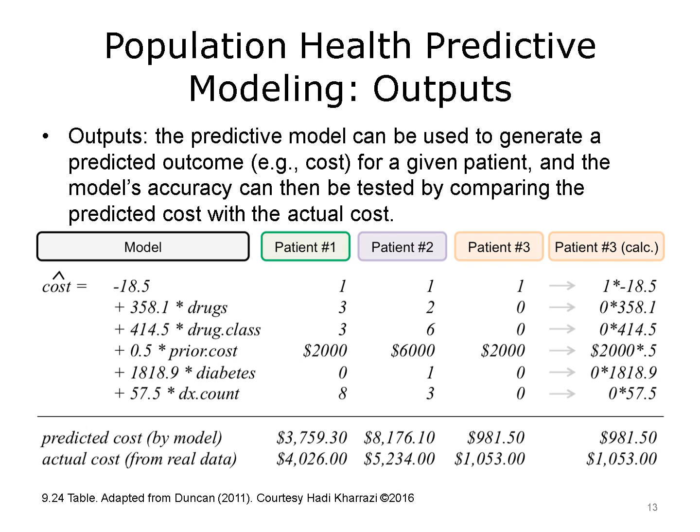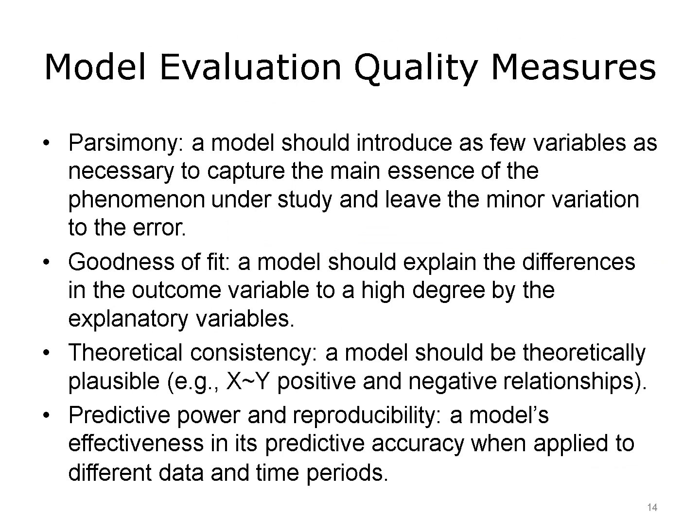Now, if the actual cost of all of these patients is available, you can compare the predicted cost with the actual cost and evaluate how well the model is performing. For example, for patient number 3, the predicted cost of $981.50 is lower than the actual cost of $1,053. Population health models need to be evaluated frequently to ensure high power and accuracy. Overall, quality measures of a population health risk model can be defined by various measures.